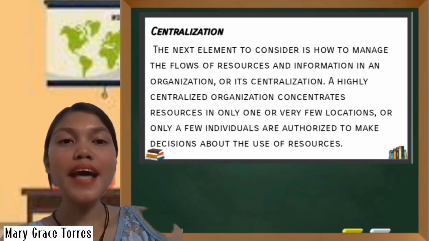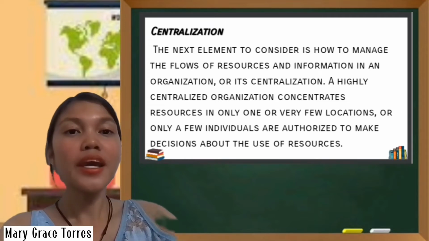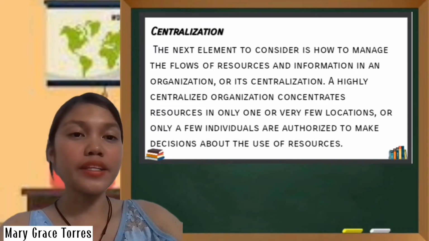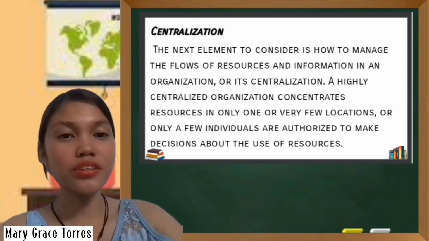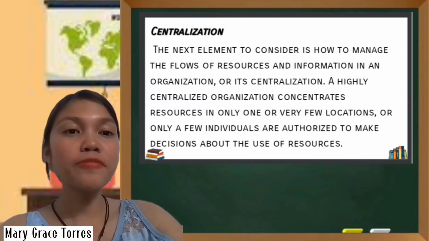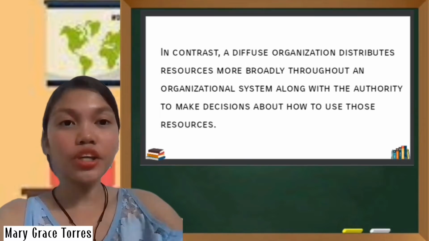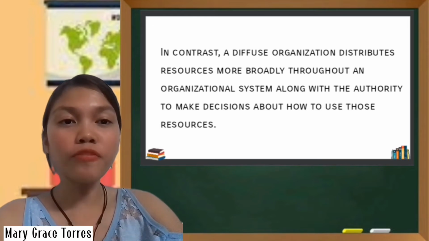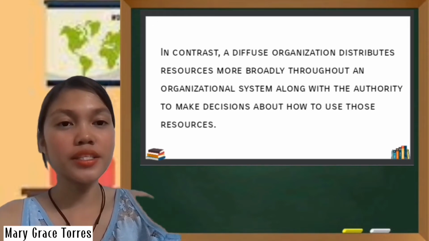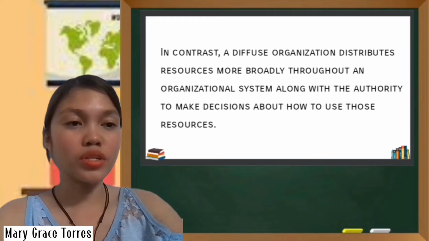Centralization. The next element to consider is how to manage the flows of resources and information in an organization, or its centralization. A highly centralized organization concentrates resources in only one or very few locations, or only few individuals are authorized to make decisions about the use of resources. In contrast, a diffuse organization distributes resources more broadly throughout an organizational system, along with the authority to make decisions about how to use those resources.